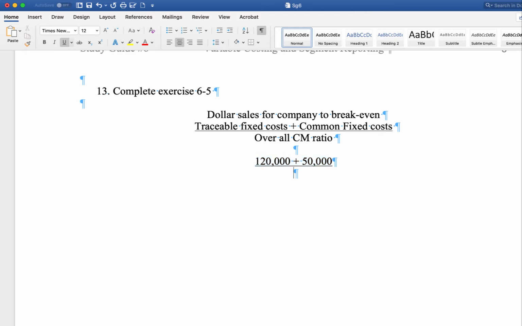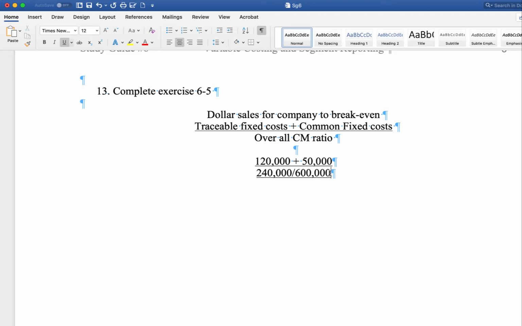Okay, so now we got to figure out, well, what's our contribution margin? Well, they really don't tell us, right? They don't give us what our contribution margin ratio is. We need to calculate that. Well, that's easy for us to calculate. We're looking at the company-wide overall. We know the contribution margin is $240,000. We know if we divide that by our sales, that'll give us our contribution margin ratio.